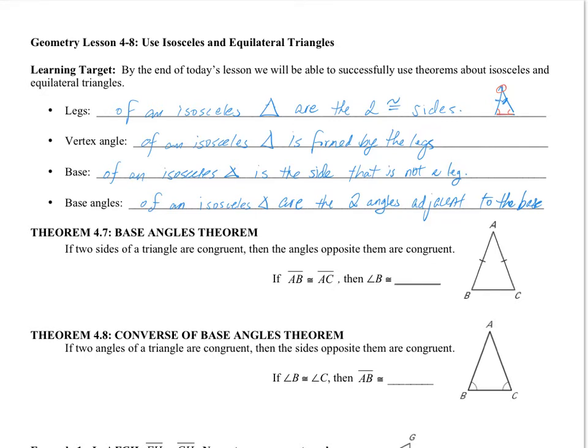Okay, in theorem 4.7, we have the base angles theorem. It states that if two sides of a triangle are congruent, so we have a picture here, if these two sides, AB and AC, are congruent, then the angles opposite them are congruent. So we can say angle B is congruent to angle C. And then we have the converse of base angles theorem, which is just the opposite. Meaning if two angles of a triangle are congruent, we're talking about angle B and angle C here, then the sides opposite them, AC, will be congruent to AB. So these are the opposites.